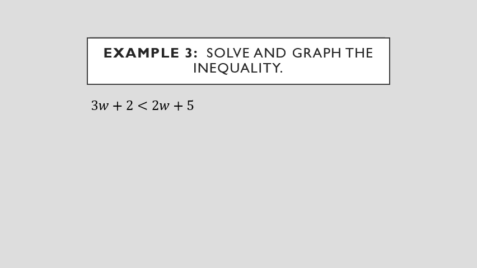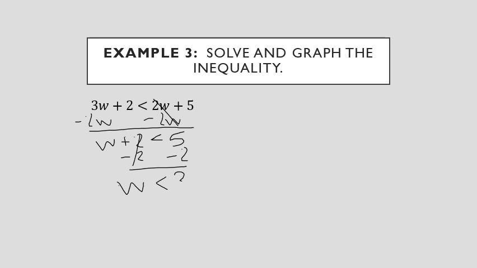I do, however, need to move the variables because I got 3 w's on the left and 2 w's on the right. So I'm going to move the 2w over by using inverse operation. So 3w minus 2w, that's just w, plus 2 is less than 5. Cool. From there, I need to subtract the 2.